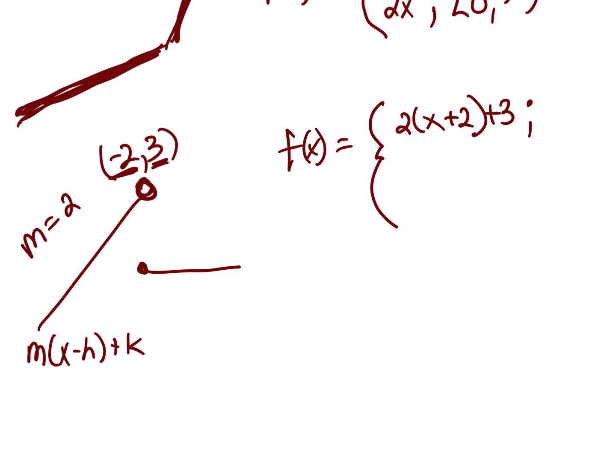Okay, so now once again, I've got to write a domain for just this piece. Where does it start and where does it stop? Perfect. Included or not? Okay. Because it's an open circle, it's not included. Open circle goes with parentheses.